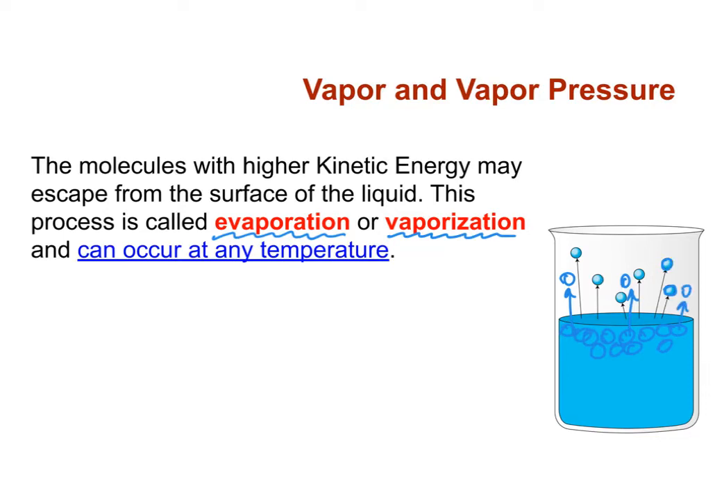As you know by now, the average amount of kinetic energy is represented by temperature. So the higher the temperature, the more kinetic energy there is in the particles of our liquid. Evaporation can occur at any temperature, but its rate tends to increase with temperature. The higher the temperature, the more molecules will be able to have enough kinetic energy to break away from the surface of the liquid.